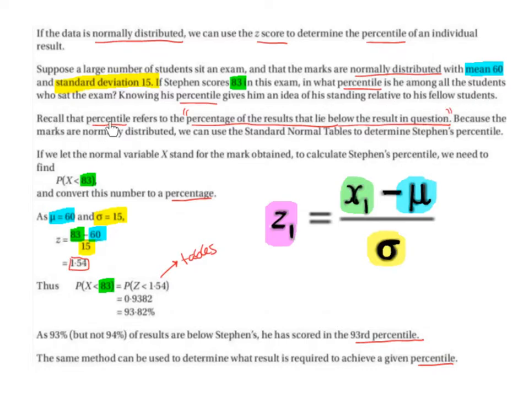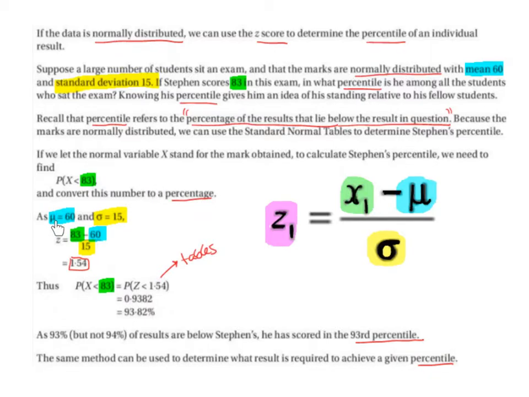Recall that percentile refers to the percentage of the results that lie below the result in question. Below is the key word here. Because the marks are normally distributed, we can use the standard normal tables to determine Stephen's percentile. If we let the normal variable x stand for the mark obtained, to calculate Stephen's percentile we need to find the probability that x is less than 83 and convert this number to a percentage.